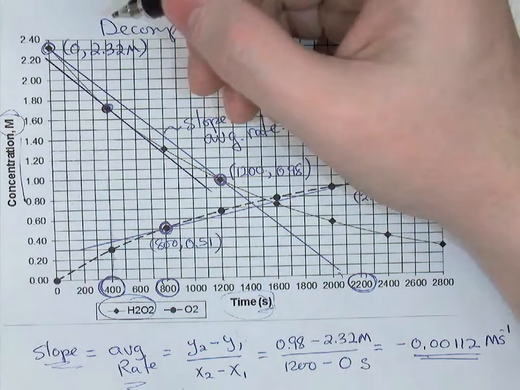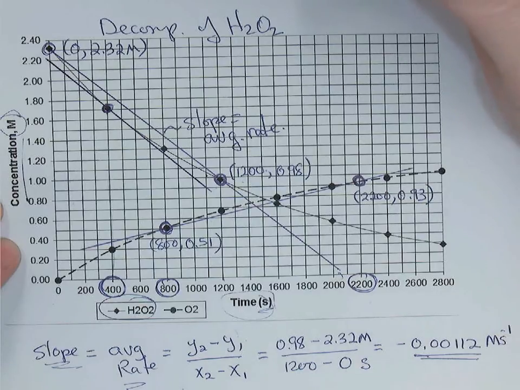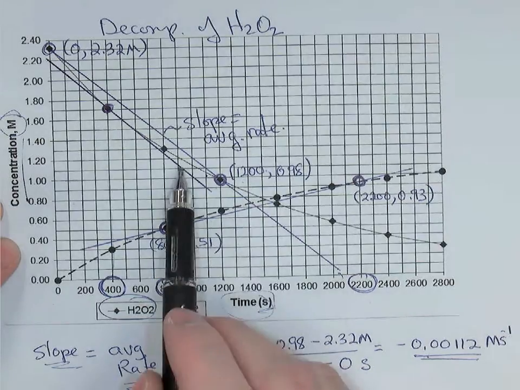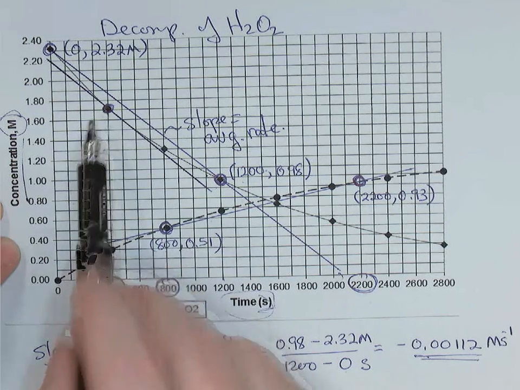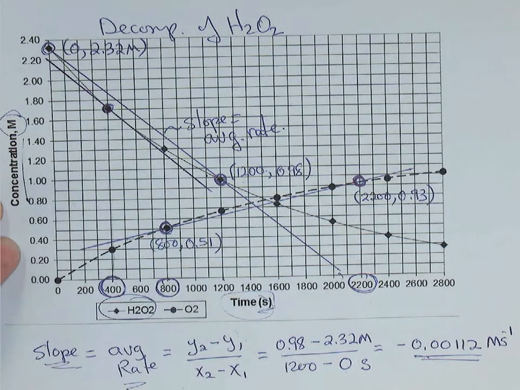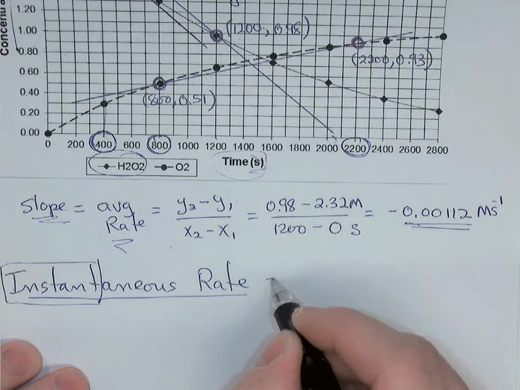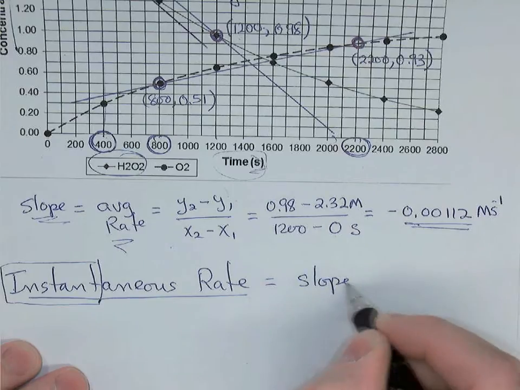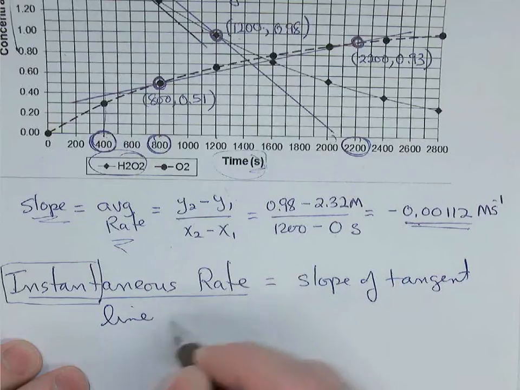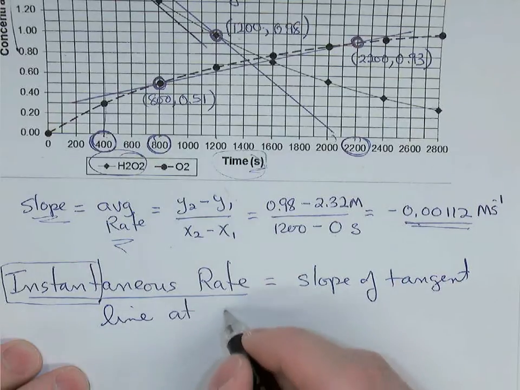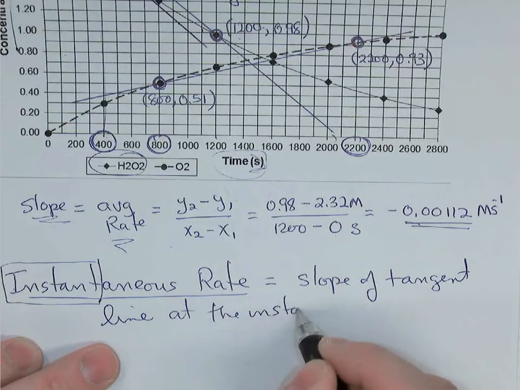Now I'm going to ignore the curve, and I'm only going to look at my tangent line. The slope of the tangent line at 400 seconds is the instantaneous rate of the reaction. That's the important point you want to make a note of. The instantaneous rate is the slope of the tangent line at, in this case, 400 seconds, but generally at the instant being considered.